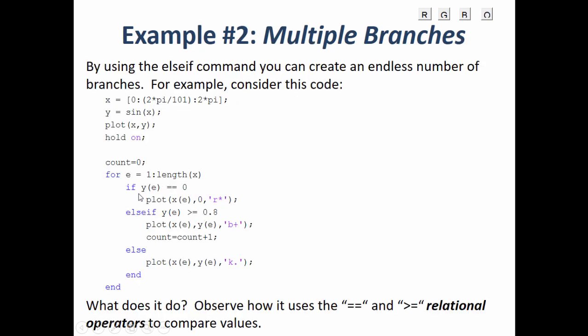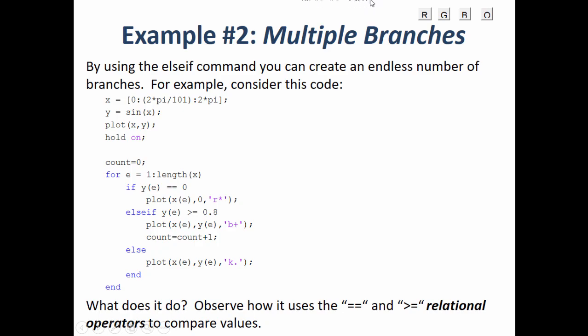So if we have multiple branches, we can have, if this happens, plot this, please. If this happens, plot this, please, and also do this. Otherwise, in all other cases, do this. And the nice thing is you can add as many else if statements as you want. So you can have a very large number of branches based on different conditions. So you could have if, else if, else if, else if, else if, else if, else, and then end. So you can make lots of decisions based on your code.